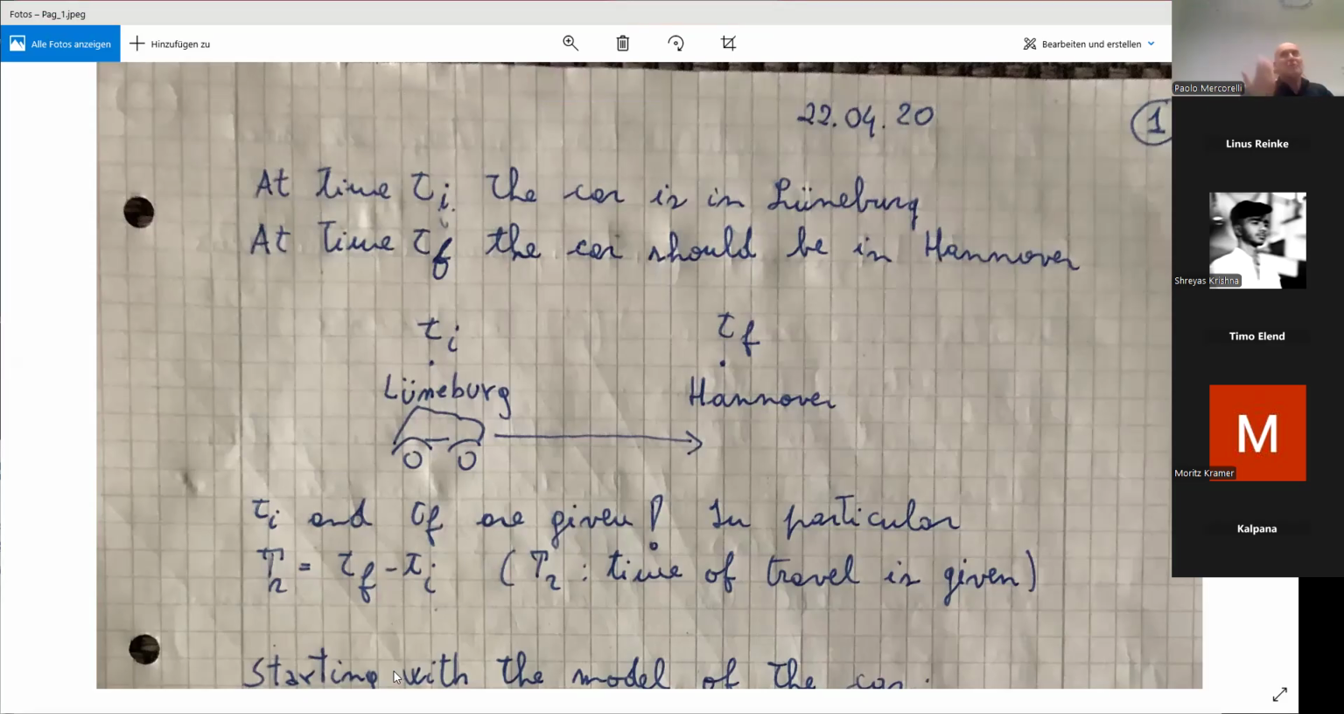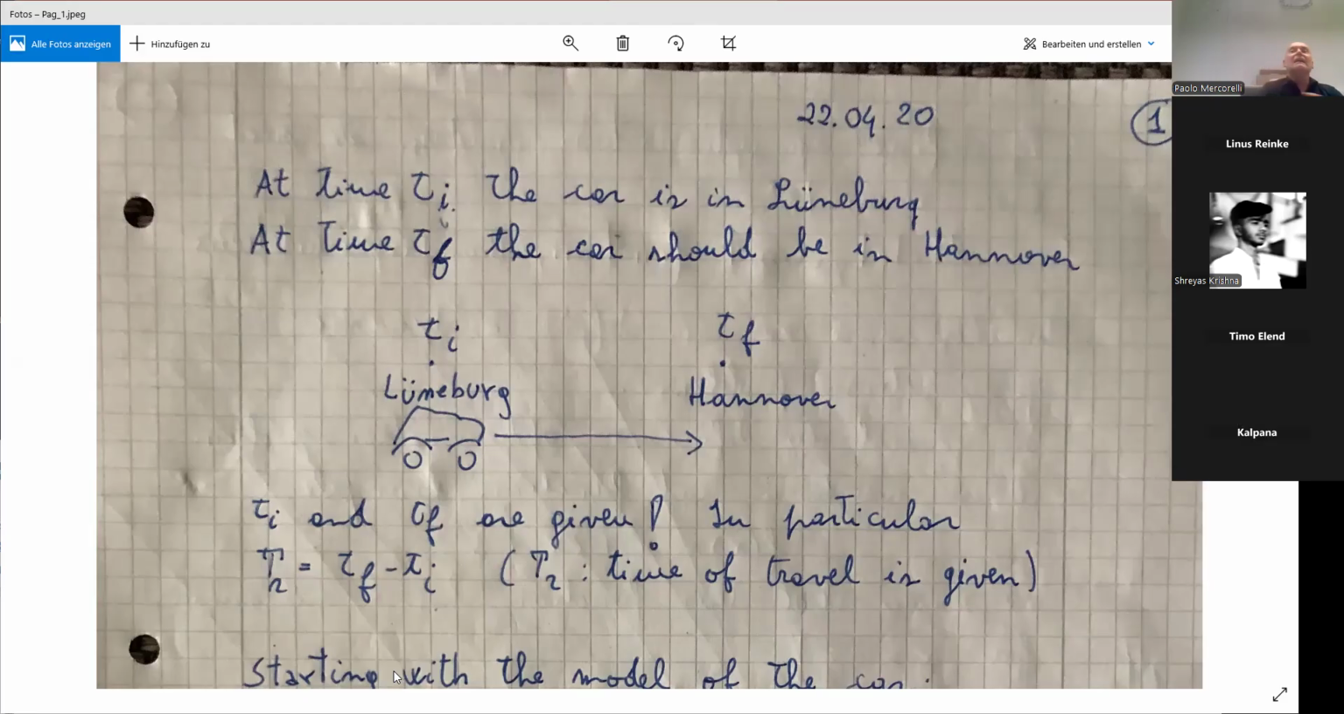Today, at this time, let me say more or less 9:06, we are starting to travel, and Tf is the final time at which I would like to reach Hanover, within 1 hour. This means Tf is 10:06, and Ti is 9:06, 1 hour, for instance. The difference in between, we can see here, is the time of the travel, which is given.